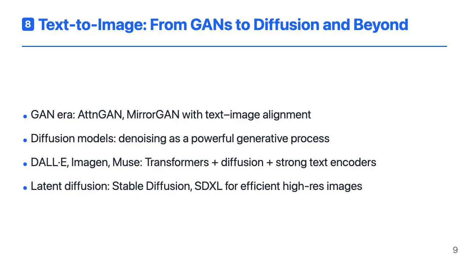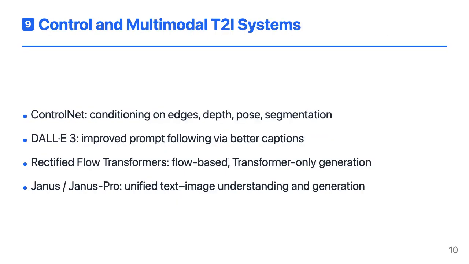DALL-E explored a pure transformer approach over joint text and image tokens, while DALL-E 2, Imagen, and MoE combined powerful text encoders with diffusion or masked transformers. Latent diffusion models, including Stable Diffusion and SDXL, moved the diffusion process into a compressed latent space, dramatically cutting compute while preserving visual quality. As image quality improved, the next challenge was control.